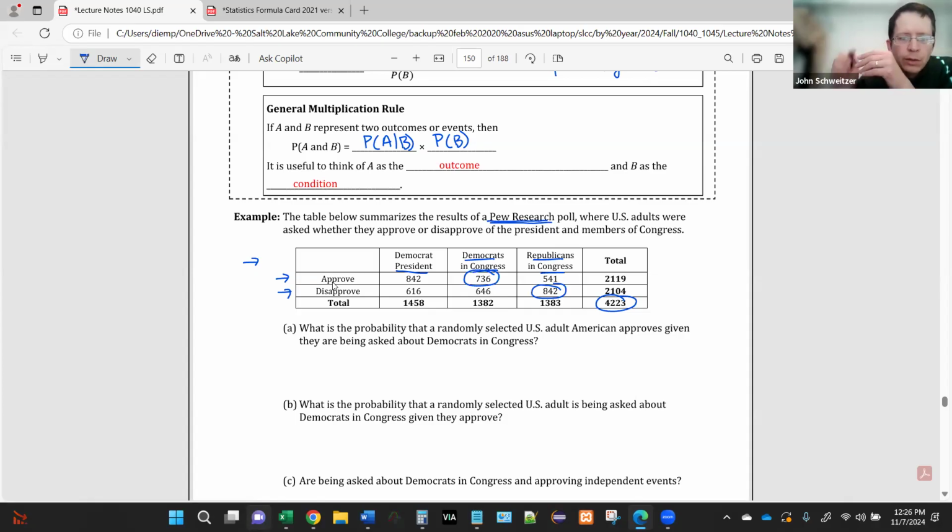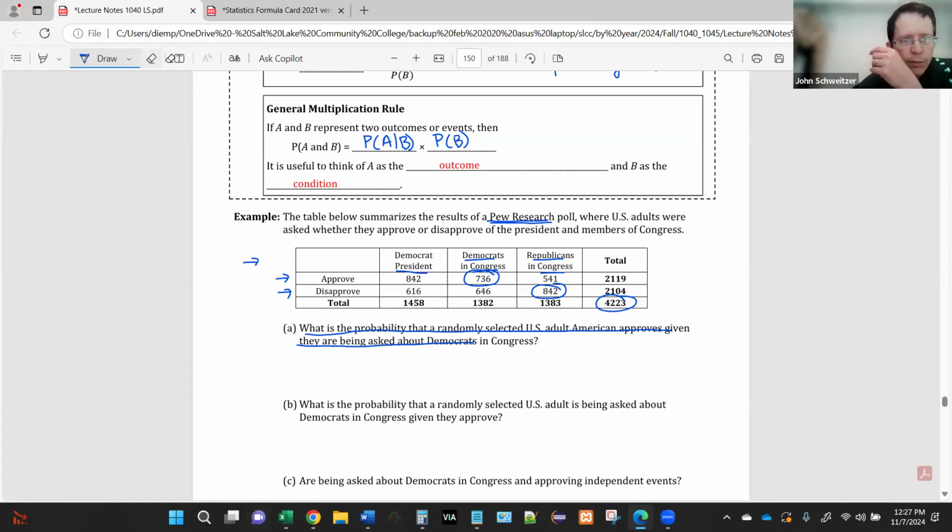And so let's use this table to practice with our conditional probabilities. What's the probability that a randomly selected U.S. adult approves given that they're being asked about Democrats in Congress? Okay, so I'm actually going to add in another part to this problem so we can get a better feel for what it means to be dependent.